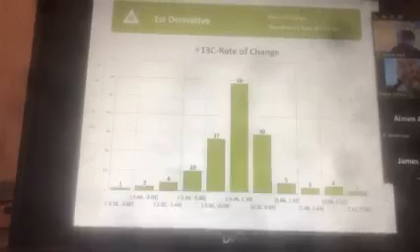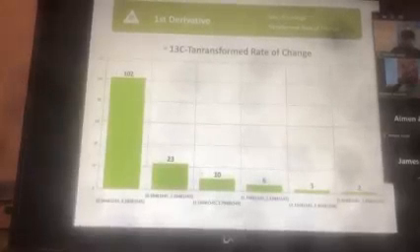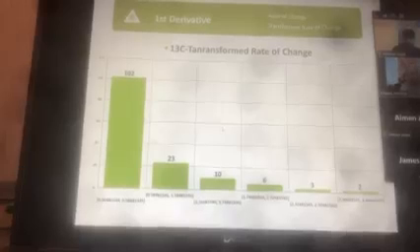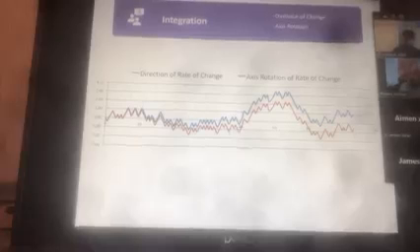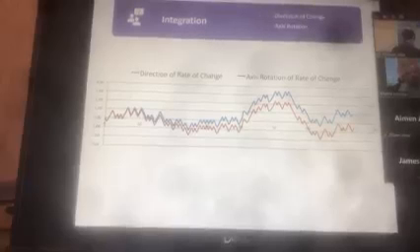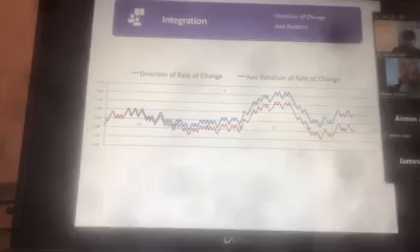Okay, so after transforming the data, we get this. This is the transformed carbon-13 data. And there is an equation for this transformation. And then after you transform and integrate, you will get the blue curve that shows you two things: direction and rate of change.